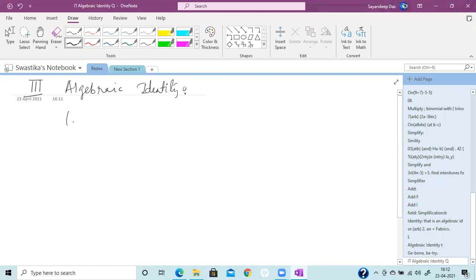So this is (a + b) into (a − b) is equal to a² minus b², or we can write a² minus b² is equal to (a + b) into (a − b). Both ways you can write this identity.